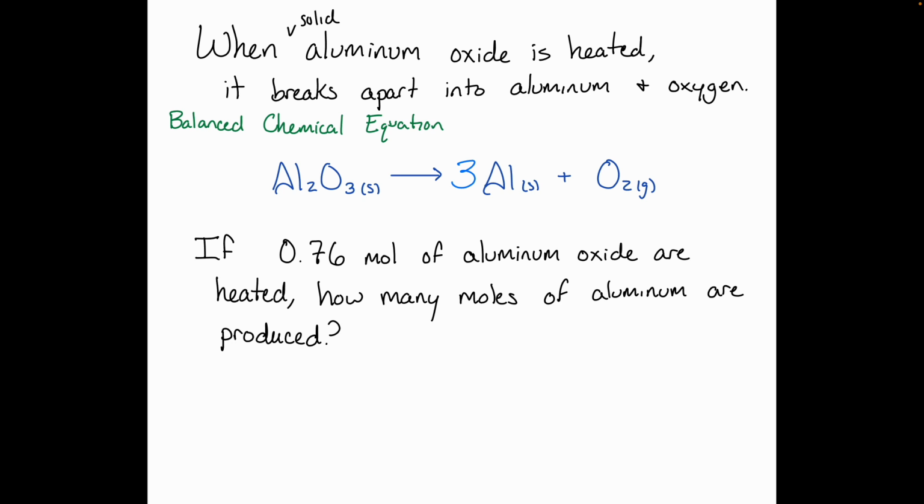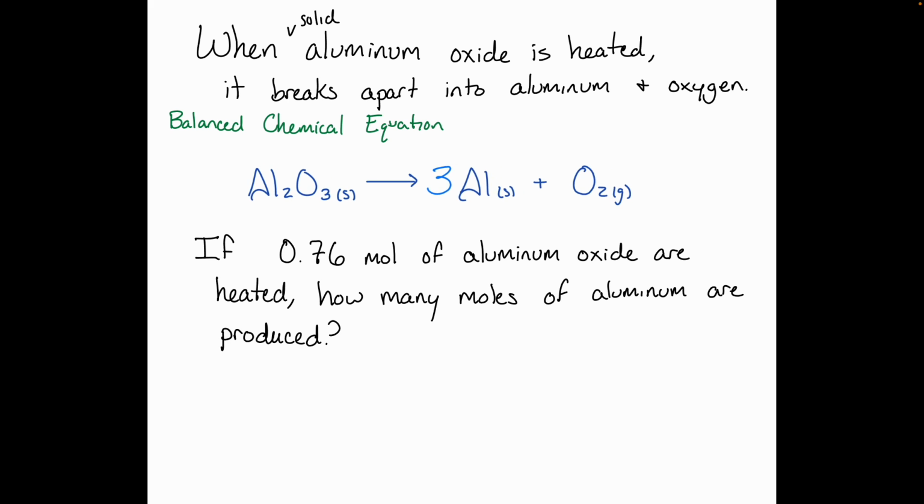Alright, so double check that your chemical equation's correct. Aluminum oxide is Al2O3. So here's my balanced chemical equation. What type of reaction would this be? So this would be a decomposition, and honestly, we don't say breaks apart, we would say decomposes, but I wasn't trying to give it away. Alright, but yes, this is a decomposition reaction.